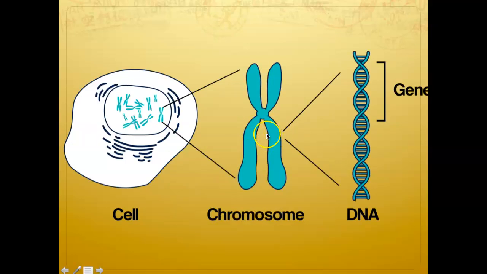Again, over here, you could just see here's a chromosome over here. Within the chromosome, you basically have coiled DNA, and this is what you're going to find in the nucleus of eukaryotic cells.